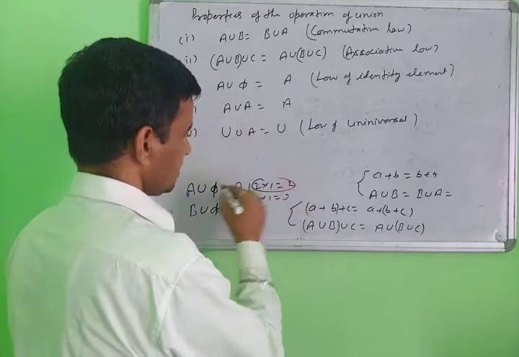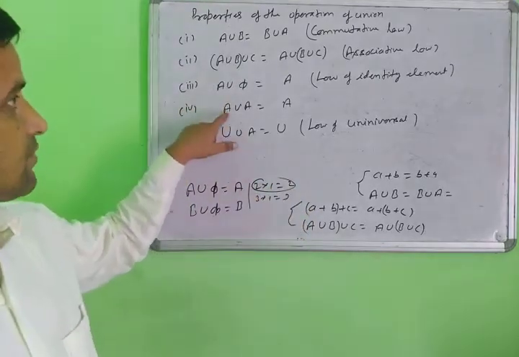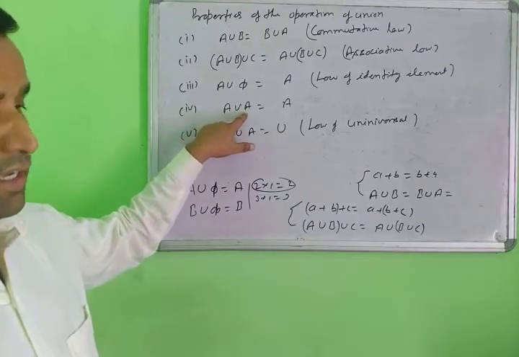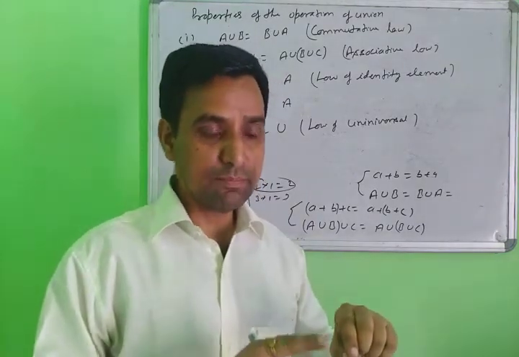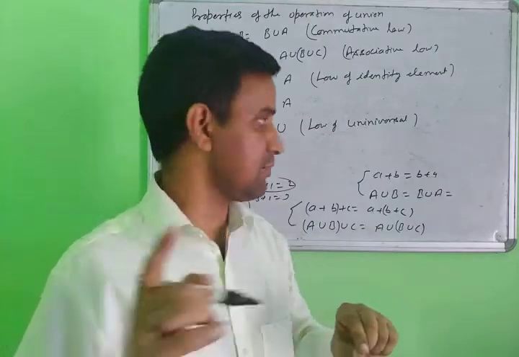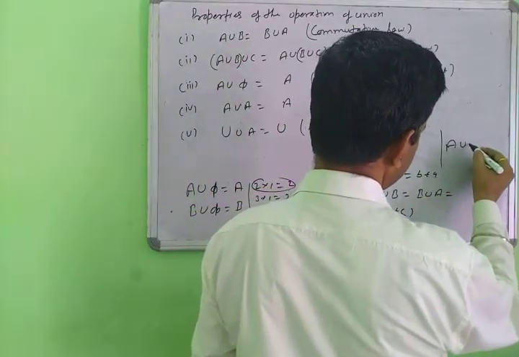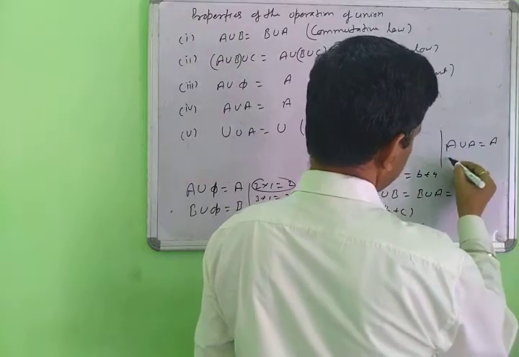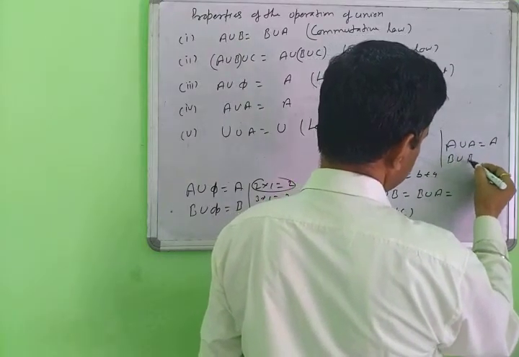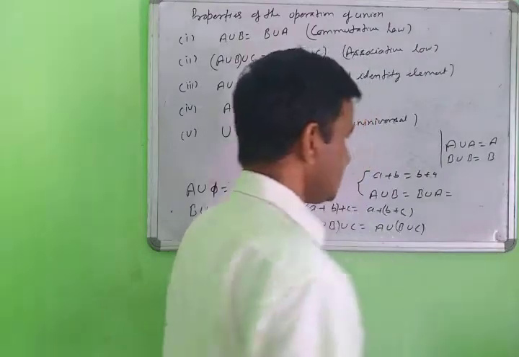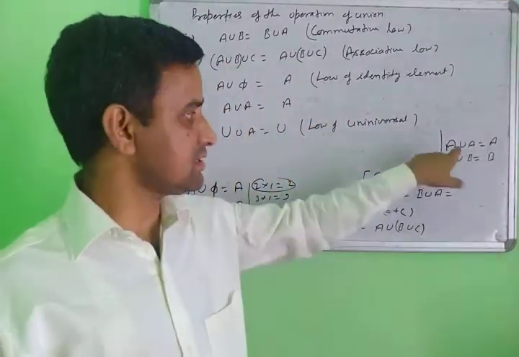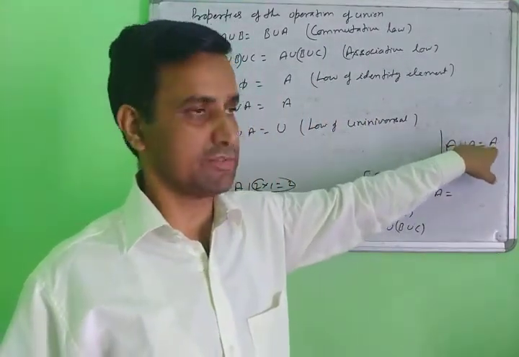The same thing here. Next, A union A. When you take the union of the same elements, you get the same element. Means A union A, then you get A. B union B, then you get B. Means the union of a set with itself gives the same set.